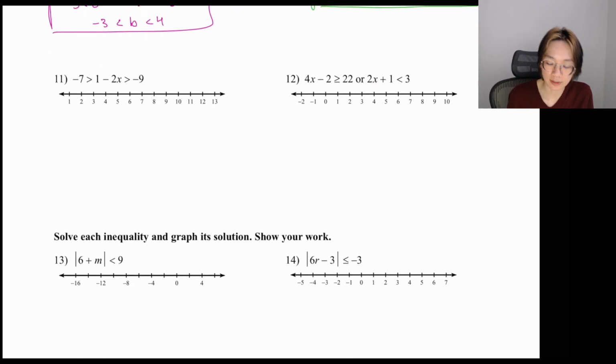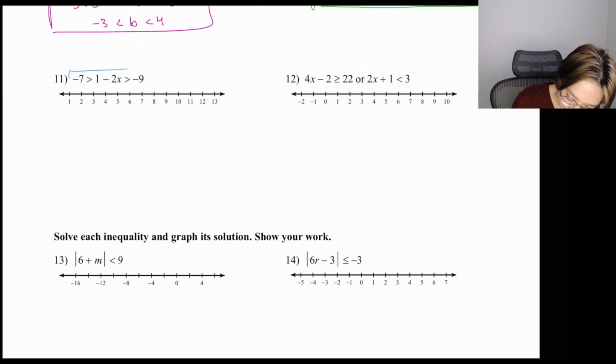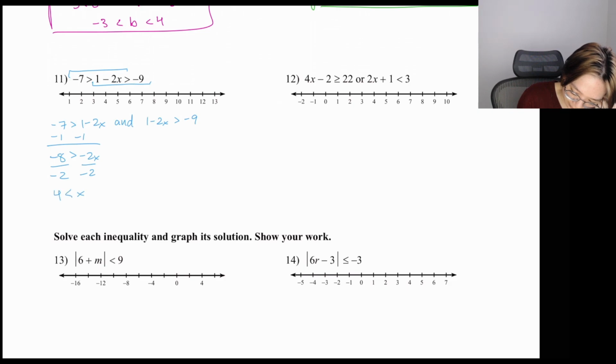Next one, another and. So let's split this up into these two. -7 is greater than 1 minus 2x, and 1 minus 2x is greater than -9. Solve: -8 greater than -2x. Divide by -2, because we're dividing by a negative, the sign flips. Over here, subtract 1, -2x is greater than -10. Divide by -2, sign flips.